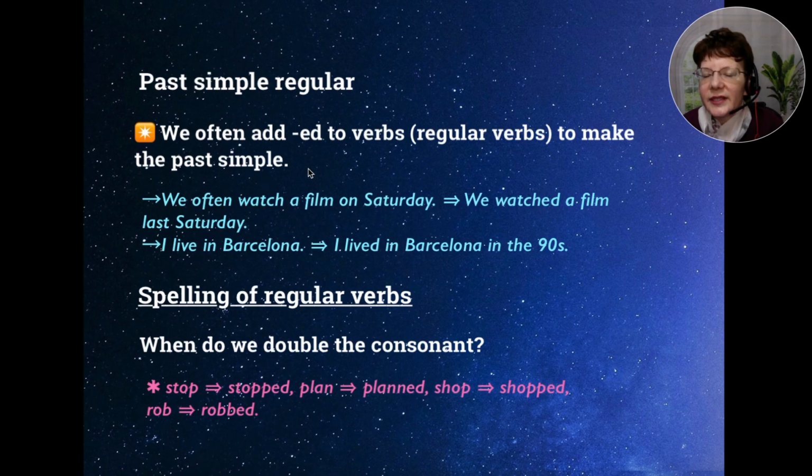Okay, let's look at the past simple regular. We often add ed to verbs. These are the regular ones to make the past simple. So here are a couple examples. We often watch a film on Saturday. That's present simple, but then it becomes we watched a film last Saturday. So this is for one single past time. I live in Barcelona. That's present. It becomes I lived in Barcelona in the 90s. So this mentions a specific time here.